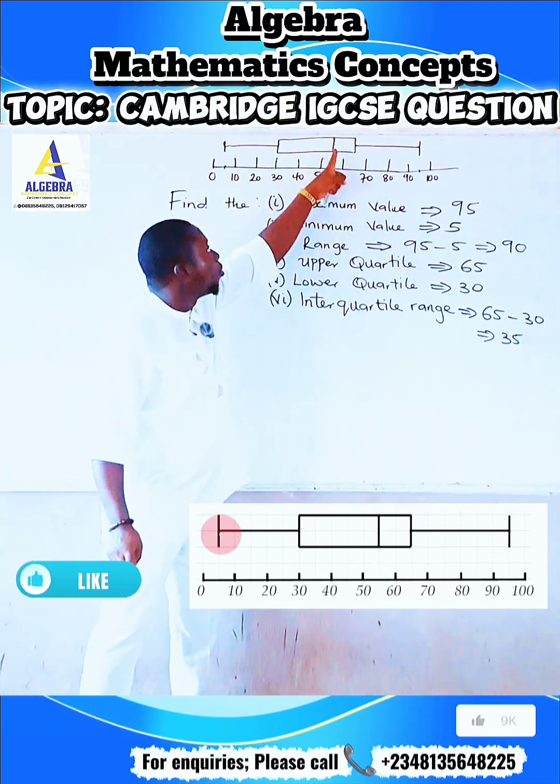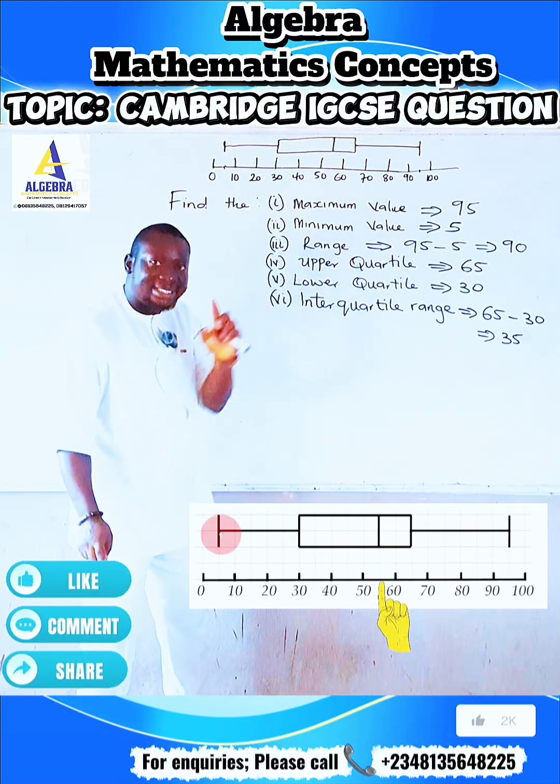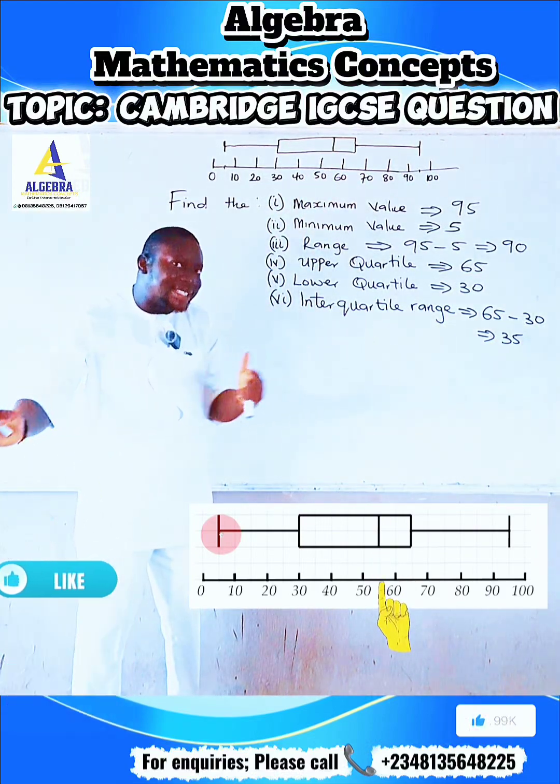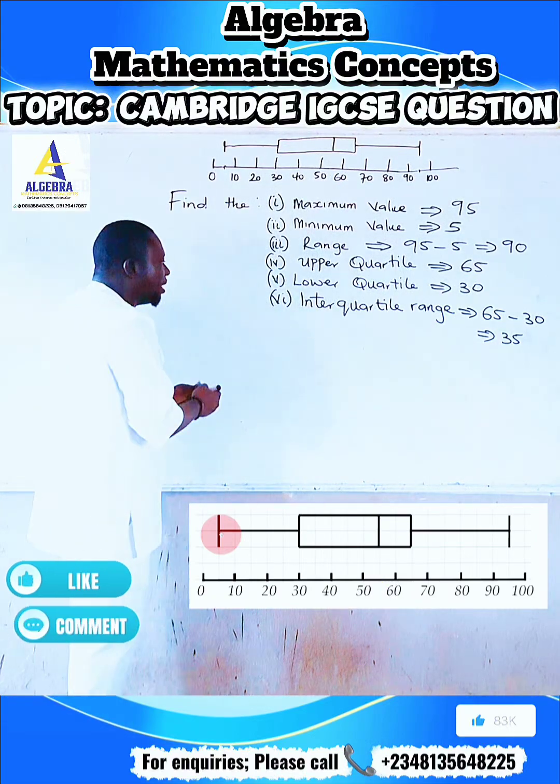Now the median is this point. This point is the median, between 50 and 60, which is 55. So the median is 55.